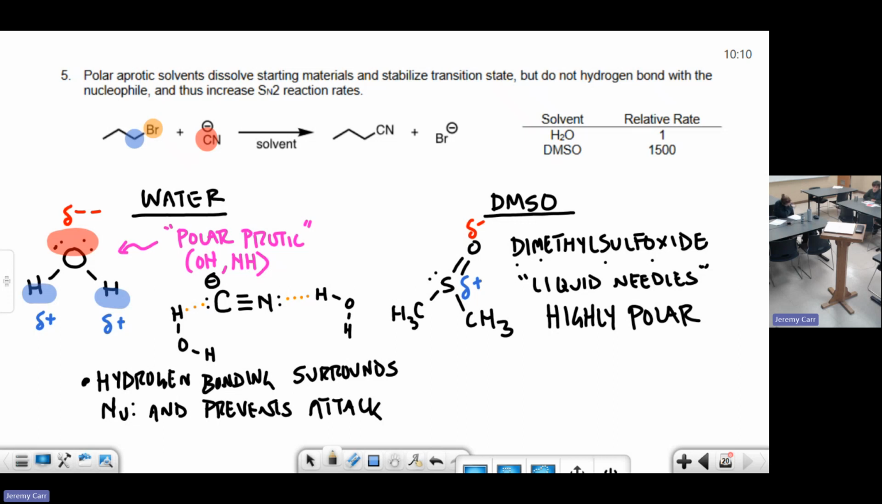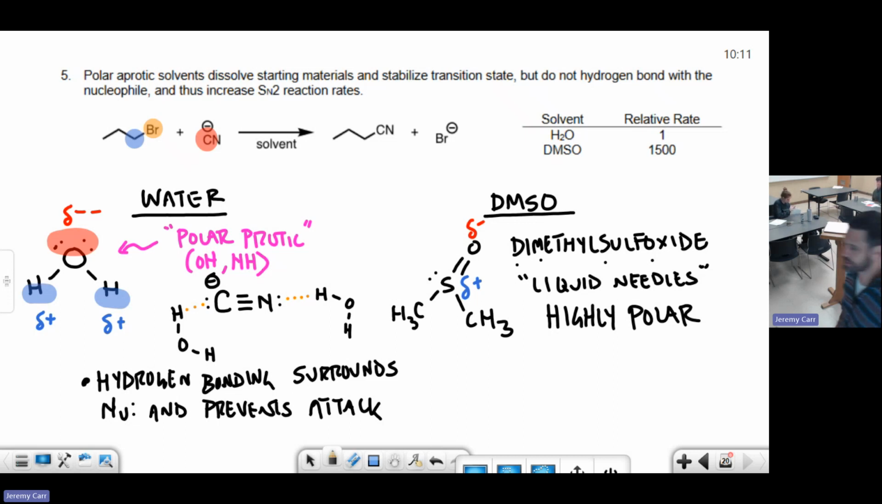So this is kind of an interesting thing about DMSO. You can buy it at Tractor Supply. It comes in little tubs about this big, so you can use it for horses. You might be able to use it for cows, but I'm not certain. You have to check with a vet on that one. So why is this so important? Well, it's not protic. It doesn't have any OHs. It doesn't have any NHs in it, but it is polar.